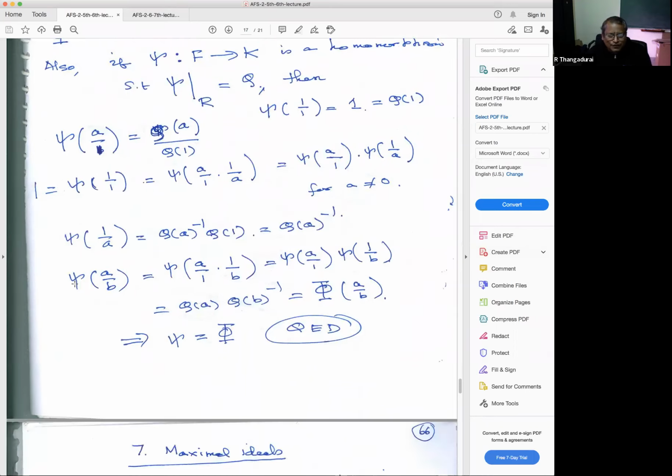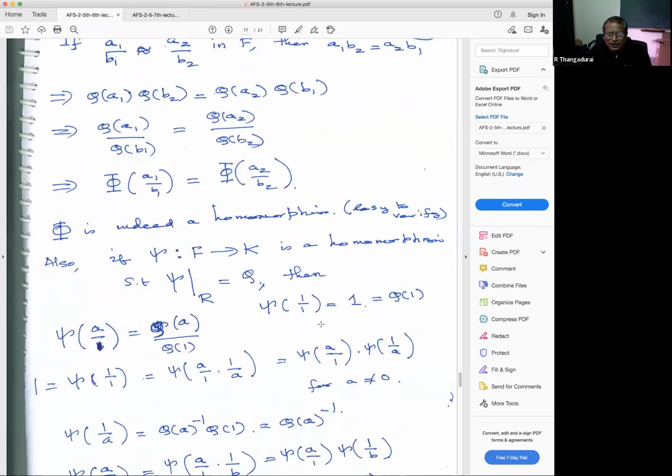Therefore, psi of a/b, the general element in the field F, we write as psi of a/1 times 1/b. Then, since it is a ring homomorphism, you plug in whatever we have computed, and that is the same as capital phi of a/b. Therefore, both maps are equal.